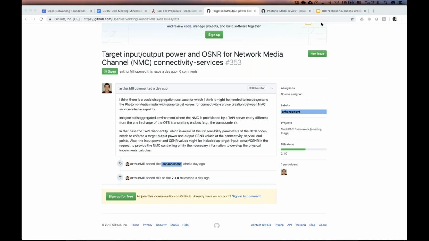Correct, completely agree. That's why somehow I was thinking that this information was missing in TAPI. Do you agree with this? For sure, it's not there yet.